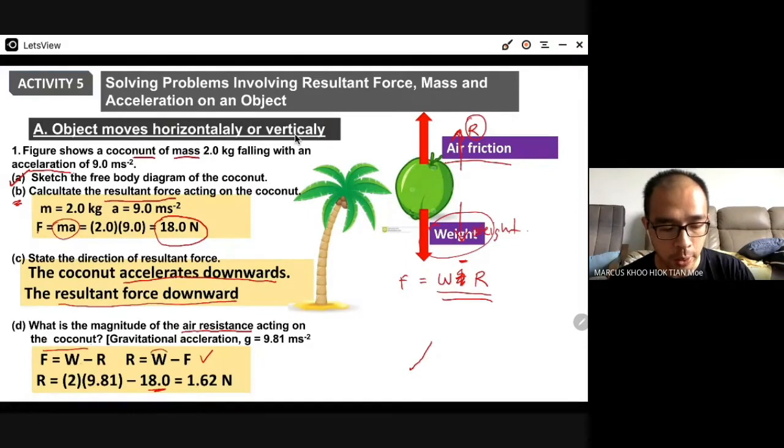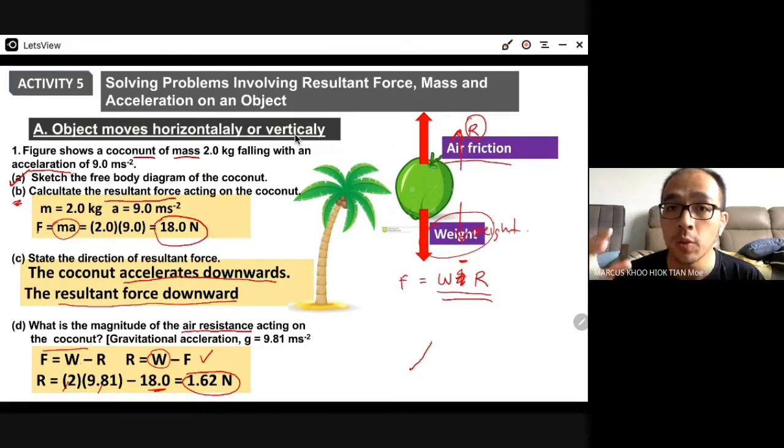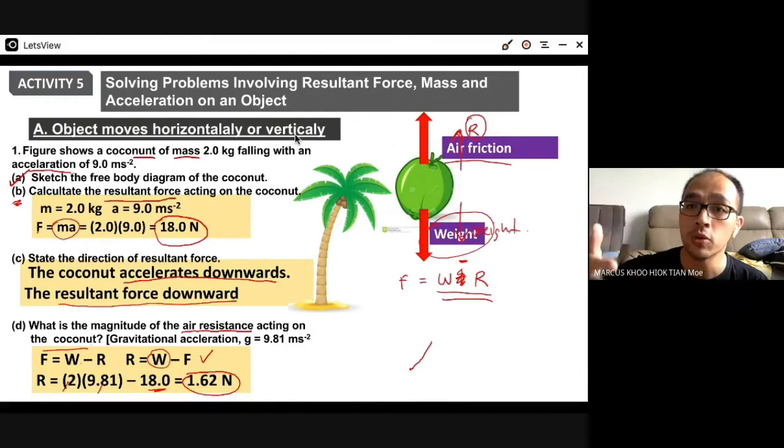Can I count the weight of the coconut? I can, by using the formula that we learned last year. Okay, 2 kilogram times 9.81. So I will get the resistance is 1.62 newtons. Okay, and that's how we apply the resultant force into the F equals to MA formula.